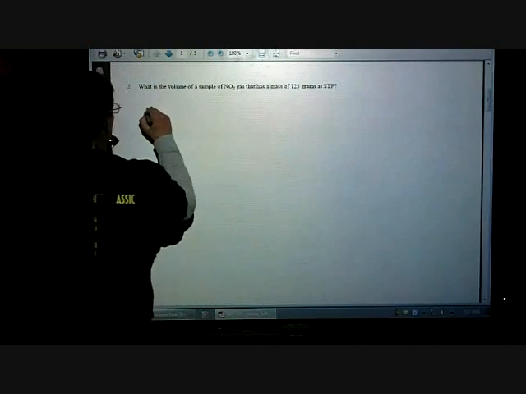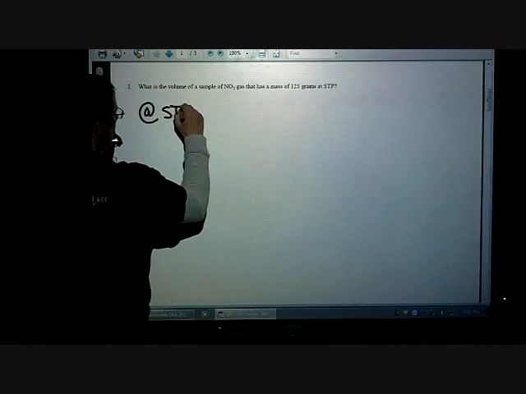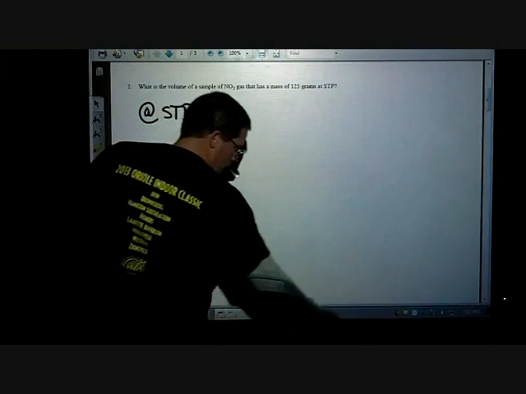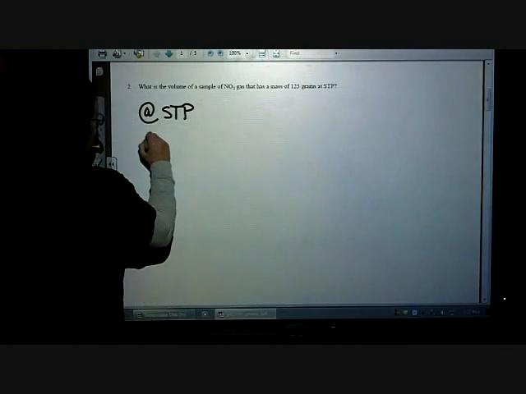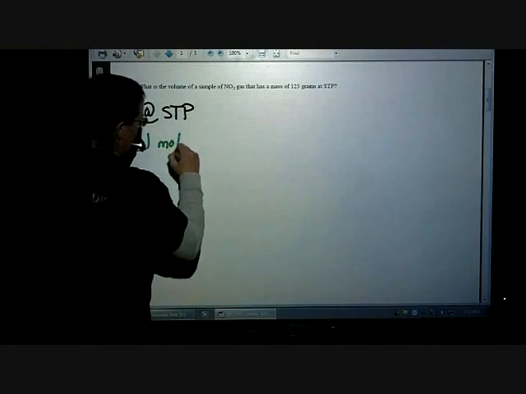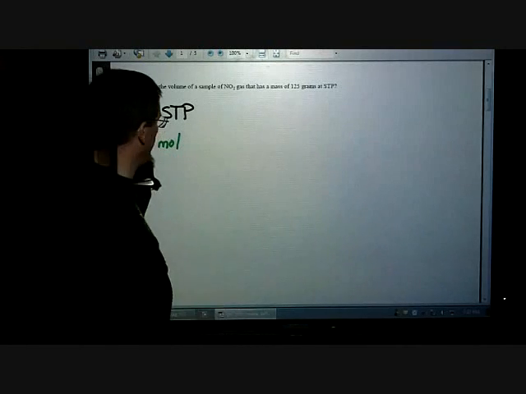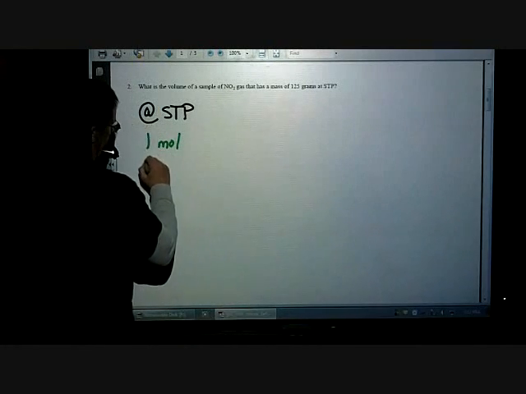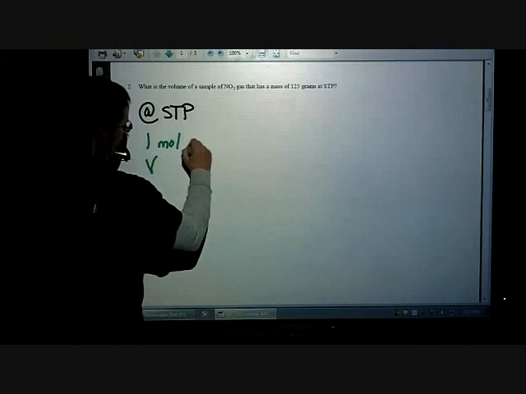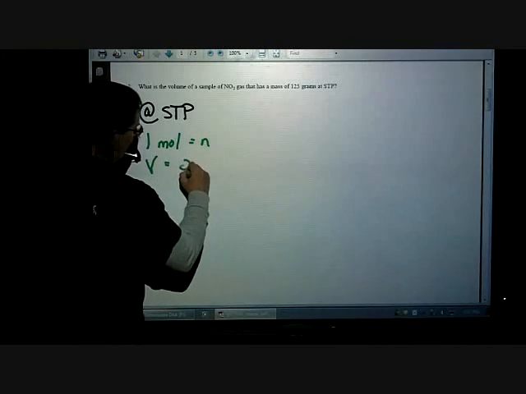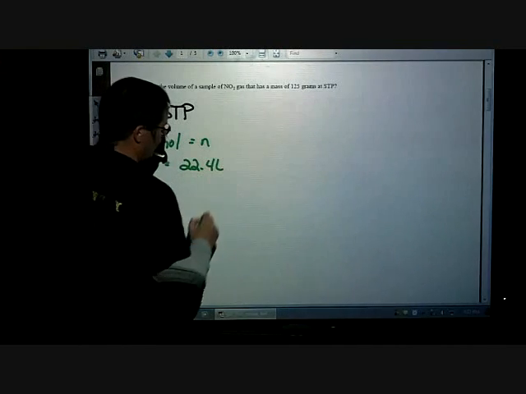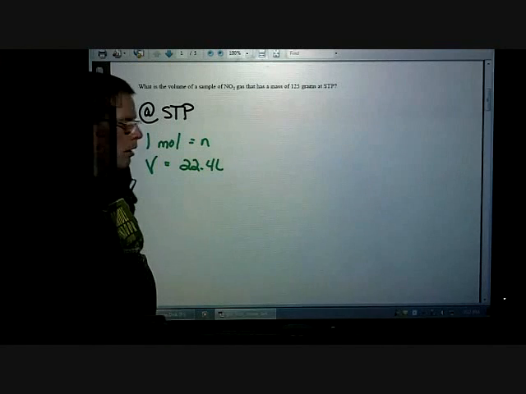So at STP, if you had 1 mole of any gas, doesn't matter what the gas is, because at STP they all behave the same way, you will have a volume of 22.4 liters. That's going to save you a lot of time.